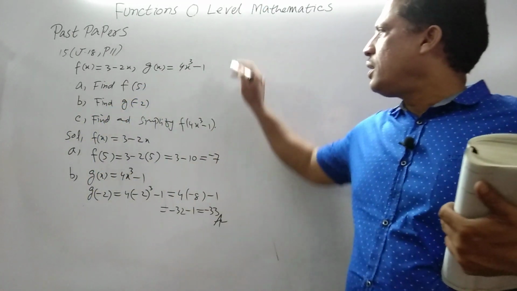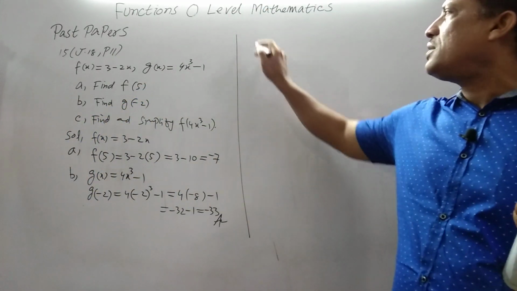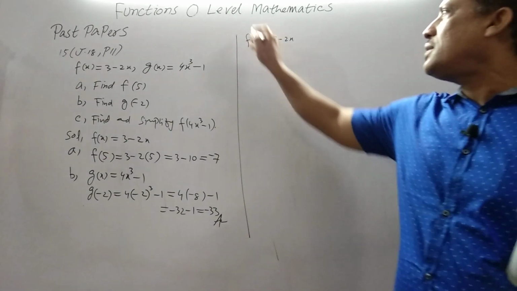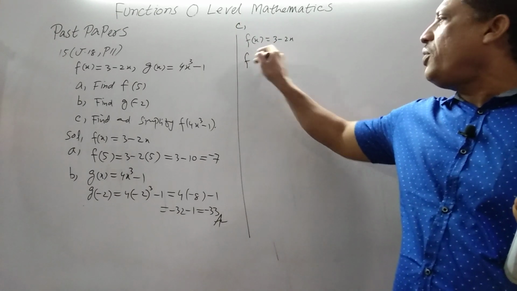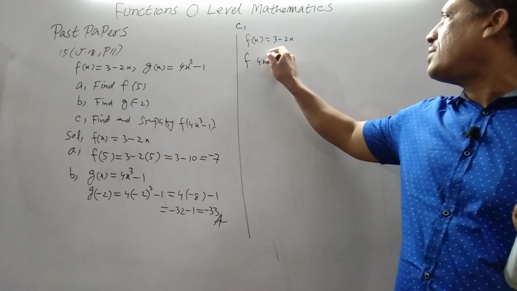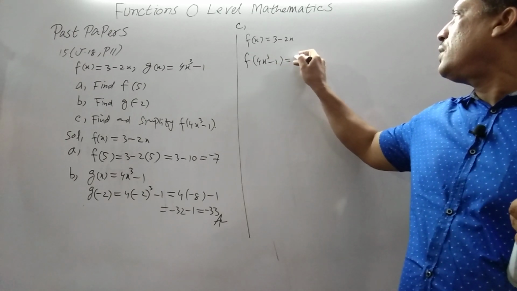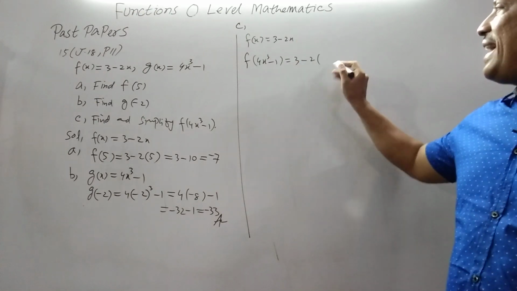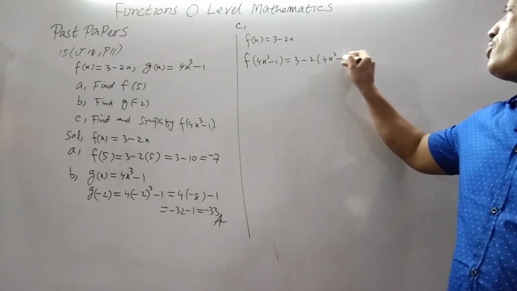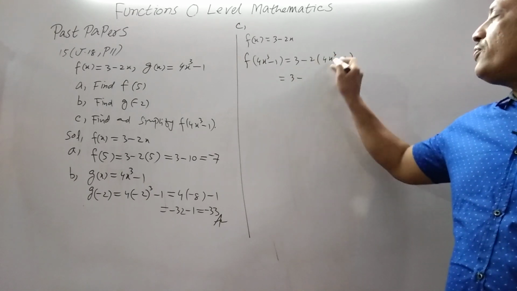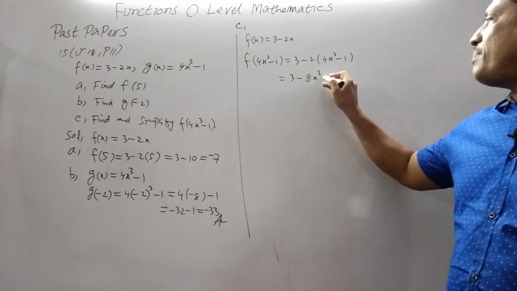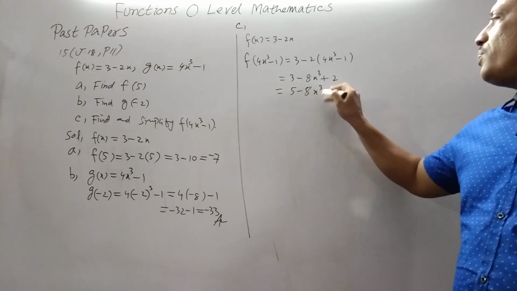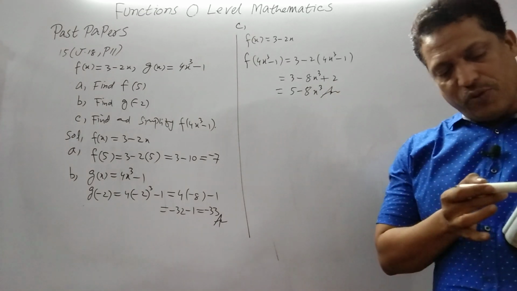C. The last part is f(x) = 3 - 2x, and we need to find f of 4x cubed - 1. 3 minus 2, put 4x cubed - 1 where we see x. Replace x by 4x cubed - 1. 2 fours are 8x cubed. 2 ones are minus minus plus 2. Plus 3 plus 2 is 5 minus 8x cubed, which is the final answer. I hope you understand.